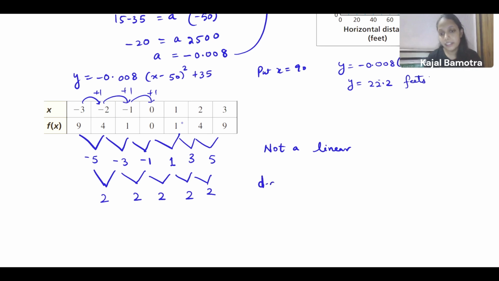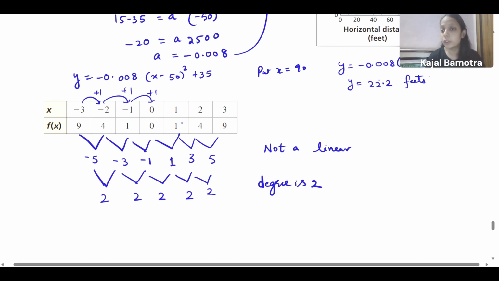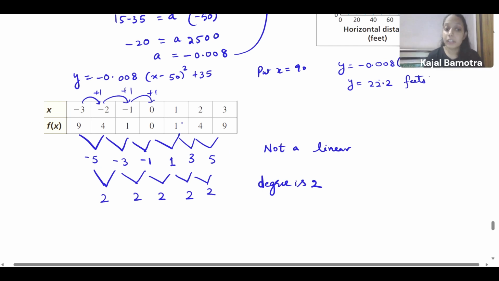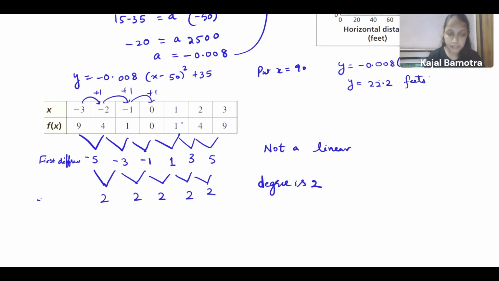So degree is 2. It doesn't mean this is 2, that's why. No, this 2 comes by chance. The second difference is 2, that is why degree is 2. If the first difference is the same, then we'll say degree is 1. Degree 1 means linear function, degree 2 means quadratic function, degree 3 means cubic function. In our case, it's a quadratic function. This is the first difference and this is the second difference.